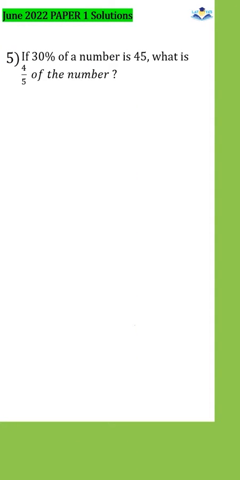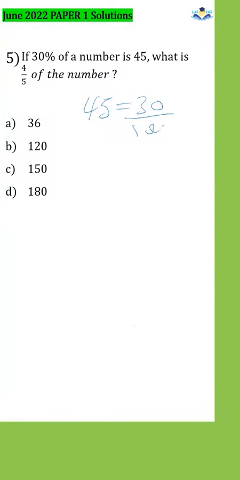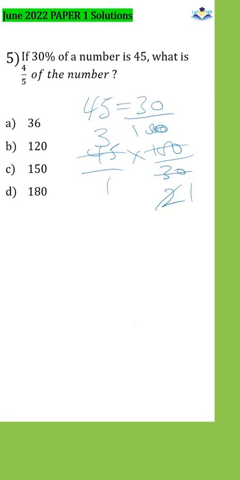Question 5. If 30% of a number is 45, what is 4/5 of the number? To determine this, we have to find out what the number is first. They tell us that 45 is equal to 30%. So once we find the inverse of this, multiply by 100 over 30, we would know what the number is. 15 into 30 is 2, 15 into 45 is 3, 2 into 2 is 1, and 2 into 100 is 50, and 3 by 50 is going to give us 150.